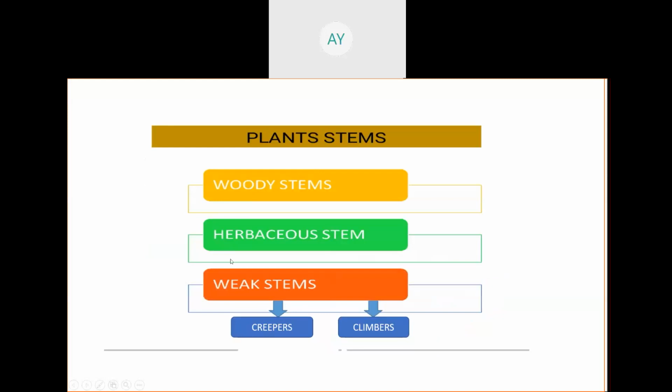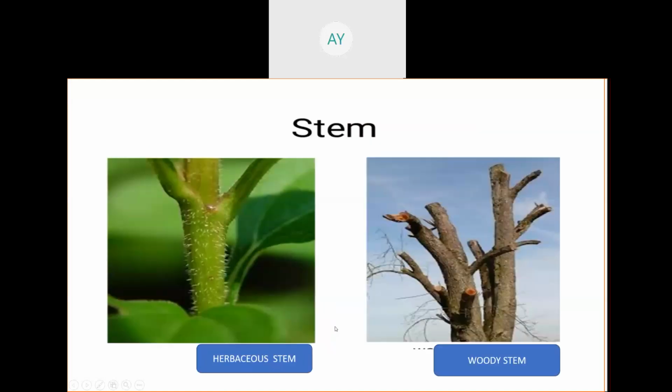Next is herbaceous stem, very soft, tender, generally found in case of herbs. So these are the different categories of stem, and you will find also weak stem. It is not able to erect into a standing position. Generally, it will creep on the surface of the ground or climb with the help of some stick, some rod-like structure. So these are the weak stems. Herbaceous stem you will find in grasses and annual crops like wheat, rice, jowar, bajra.